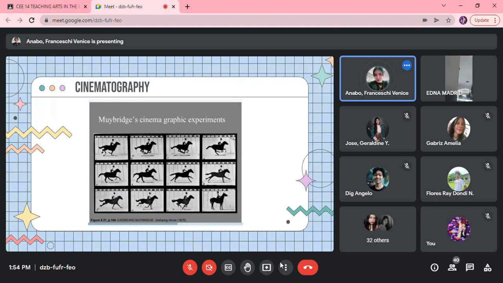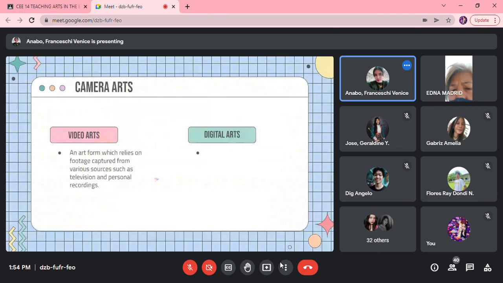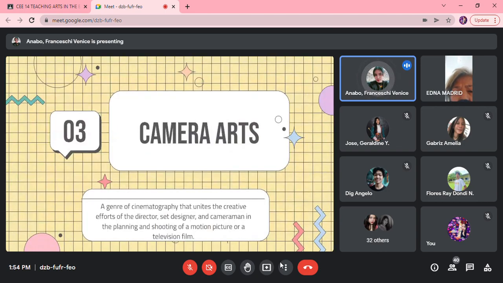Last influence of camera in art is camera art. Camera art is a genre of cinematography that unites the creative efforts of the director, set designer, and cameraman in the planning and shooting of motion pictures or a television film. So yung camera art, yan yung pinakaalam ng masa. Yan yung mga kadalasang nakikita natin sa TV like movies, teleseries, cartoons, news, etc.